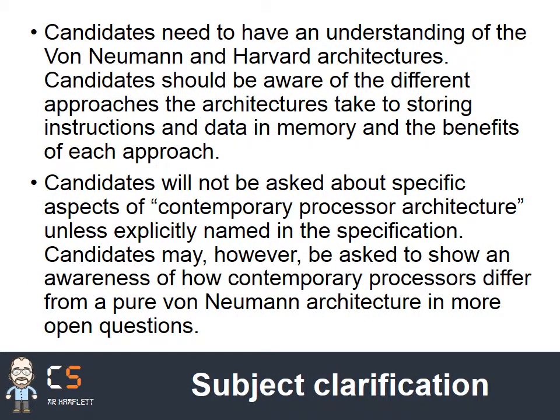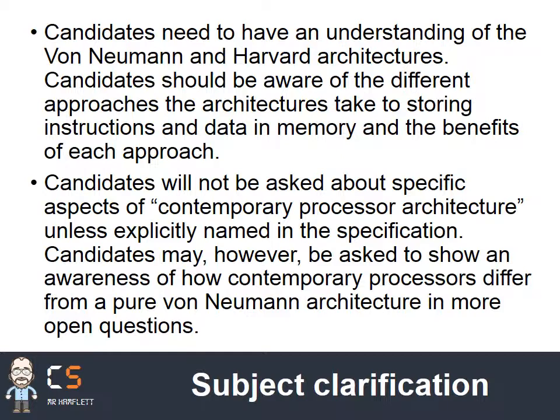And just to finish off, some subject clarification. Candidates need to have an understanding of the von Neumann and Harvard architectures. Candidates should be aware of the different approaches the architectures take to storing instructions and data in memory and the benefits of each approach. Candidates will not be asked about specific aspects of contemporary processor architecture unless explicitly named in the specification, i.e. cores and cache.